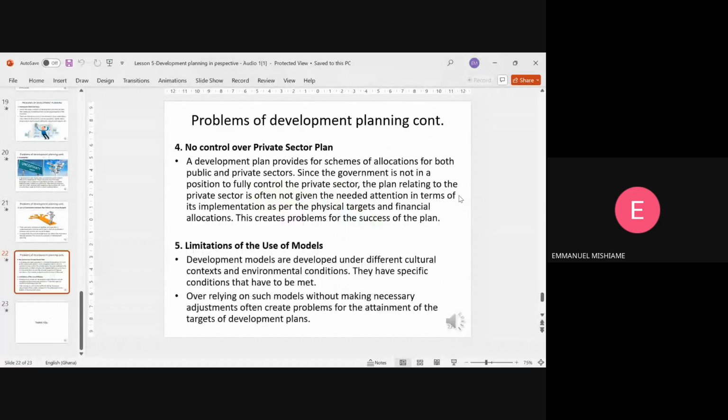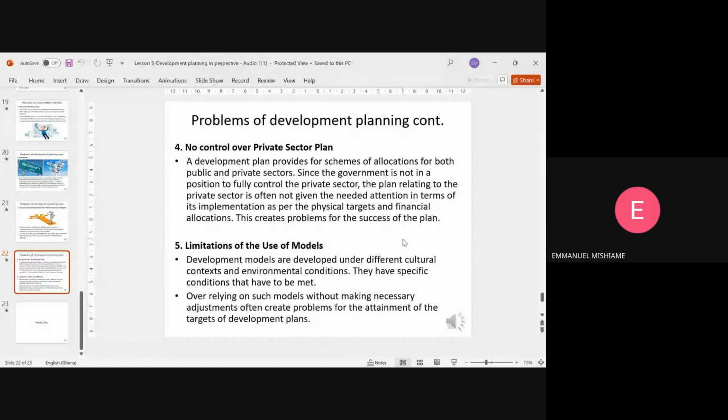All right. Next, you have the no control over private sector plan. It says that a development plan provides for schemes of allocation for both public and private sectors. Since the government is not in a position to fully control the private sector, the plan relating to the private sector is often not given the needed attention in terms of its implementation as per the physical targets and financial allocations. This creates problems for the success of the plan.